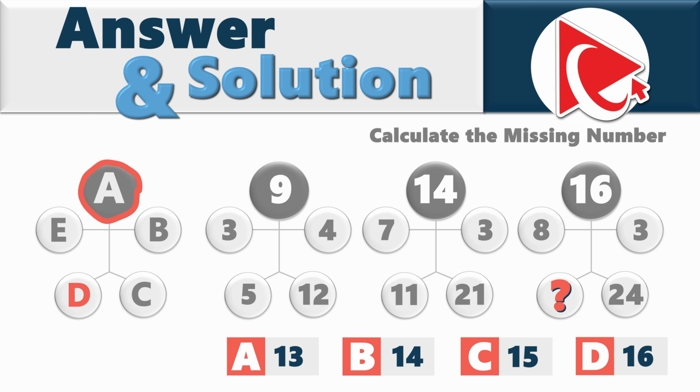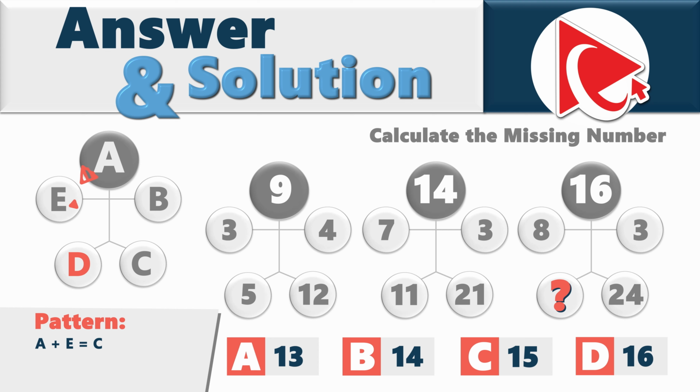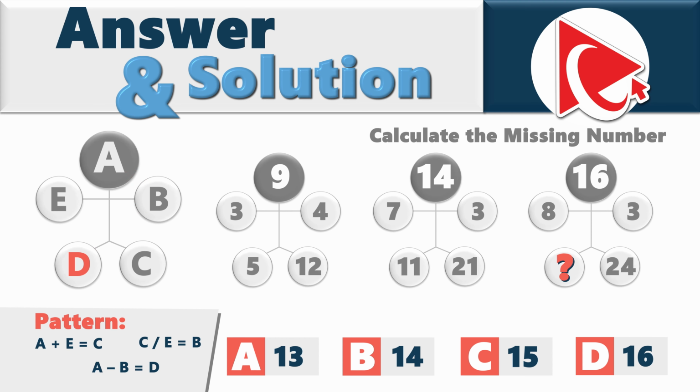And A is the starting number. As you can see, it's in the bigger circle and it has the darker background. So A plus E equals C, C divided by E equals B, and A minus B calculates D. Let's look at the example for the calculations. 9 plus 3 equals 12. 12 divided by 3 equals 4, and 9 minus 4 equals 5.